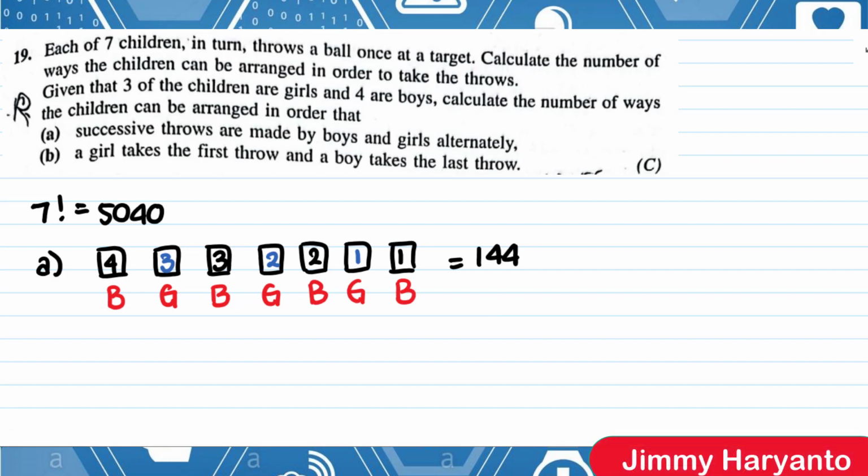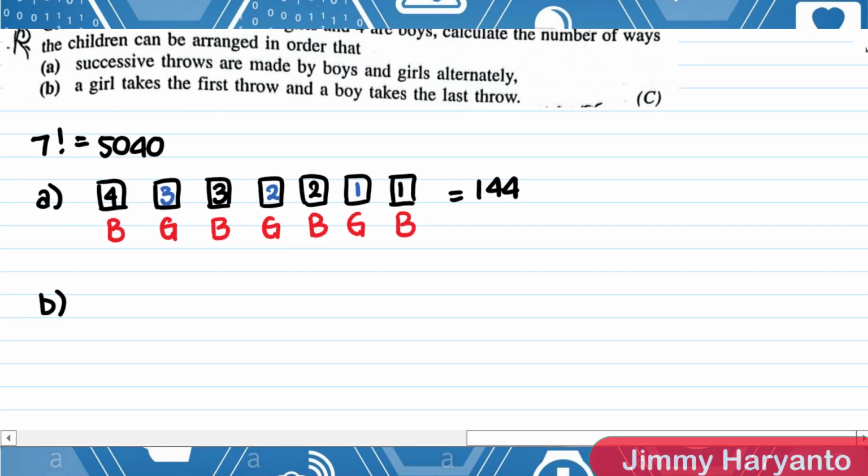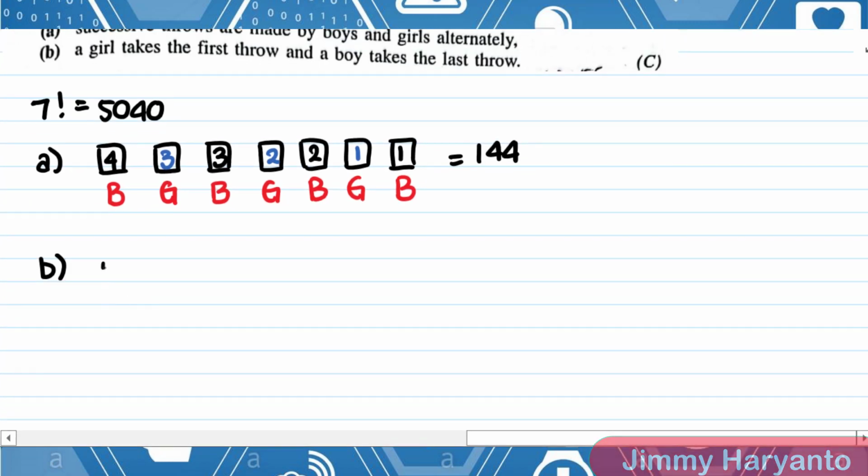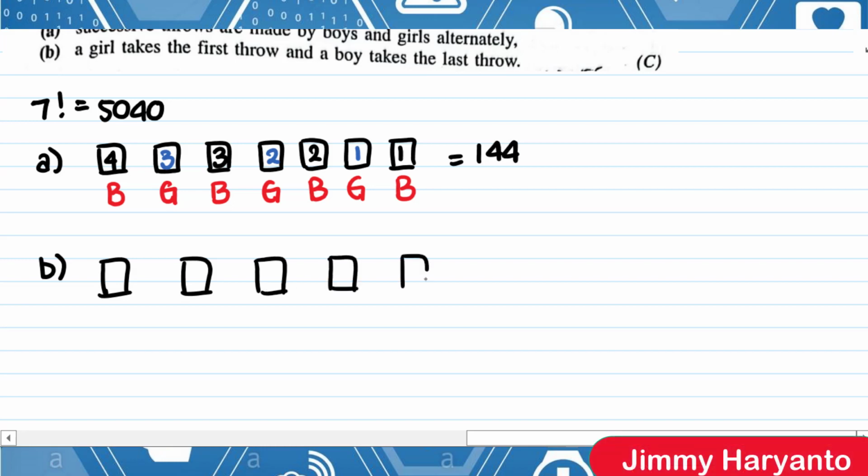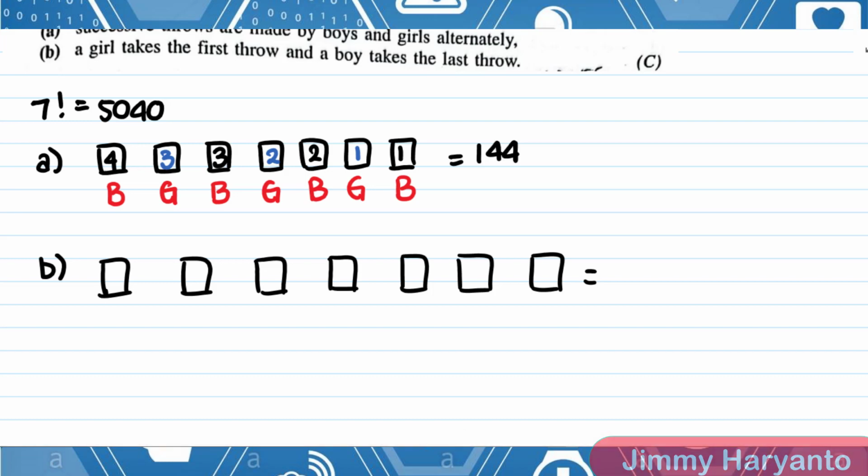Next is question B. A girl takes the first arrow and a boy takes the last arrow. Okay, this one is also easy. So we should prepare the 7 empty boxes one more time: 1, 2, 3, 4, 5, 6, and 7. The restriction for this one is that a girl takes the first throw, and a boy takes the last throw.